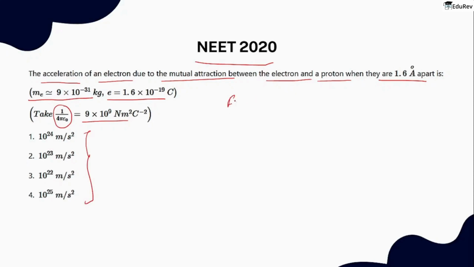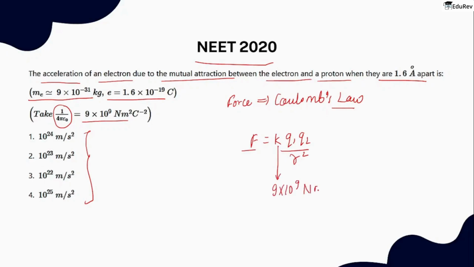Let us solve it. The force of attraction between an electron and a proton can be calculated using Coulomb's law, which is F equal to K times q1 times q2 divided by r squared, where F is the force, K is electrostatic constant whose value is 9 into 10 to the power 9 newton meter squared per coulomb squared. Here it is given that q1 is electron and q2 is proton. The magnitude of the charge on both electron and proton is 1.6 into 10 to the power minus 19 coulomb, but with opposite signs.